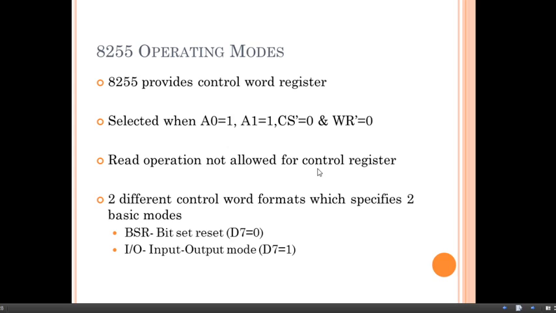There are two different control word formats which specify two basic modes of 8255. These basic modes are bit set reset (BSR) and input output mode. The selection of these two modes depends on the D7 bit of the control word register. If the D7 bit is equal to 0, then the BSR mode of 8255 is selected, and if D7 bit is equal to 1, the input output mode is selected.